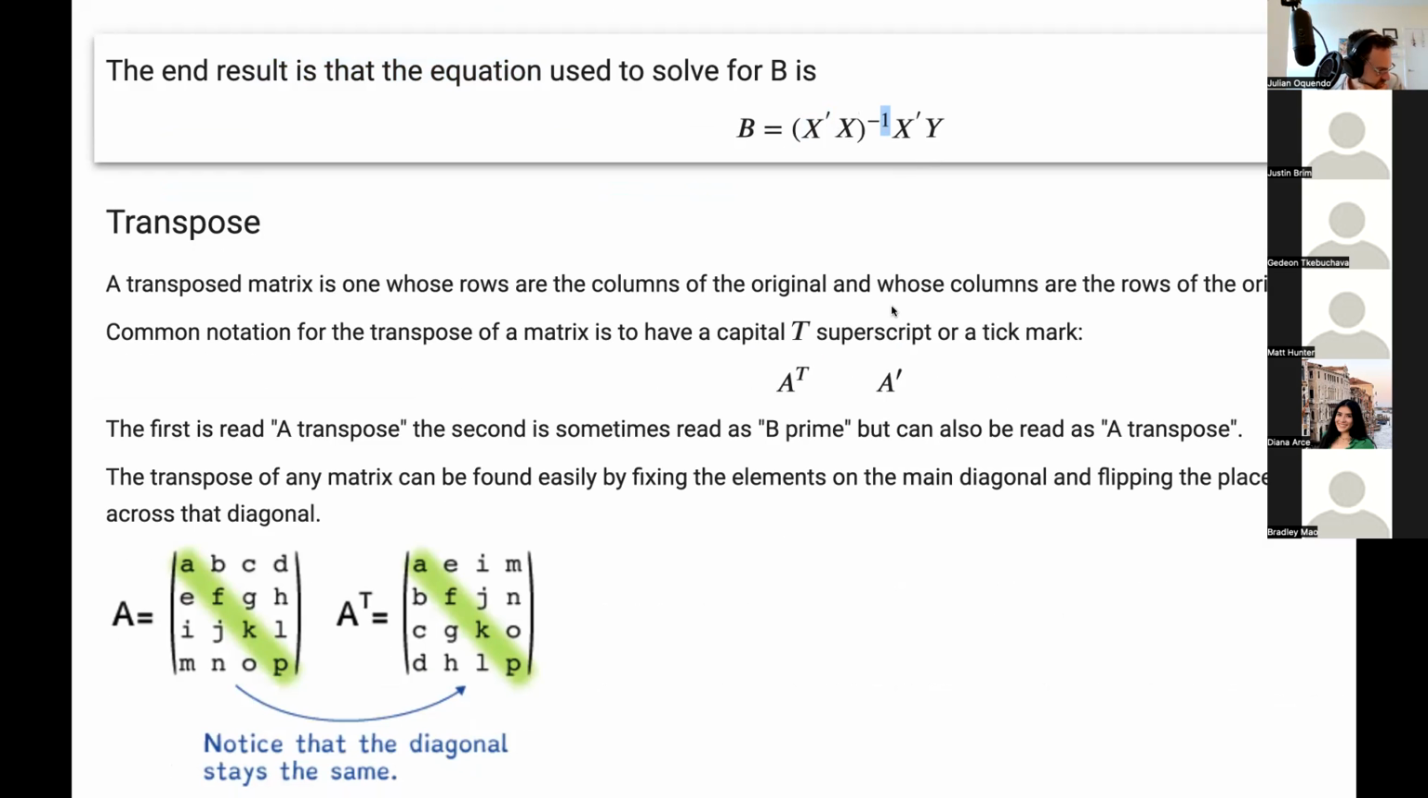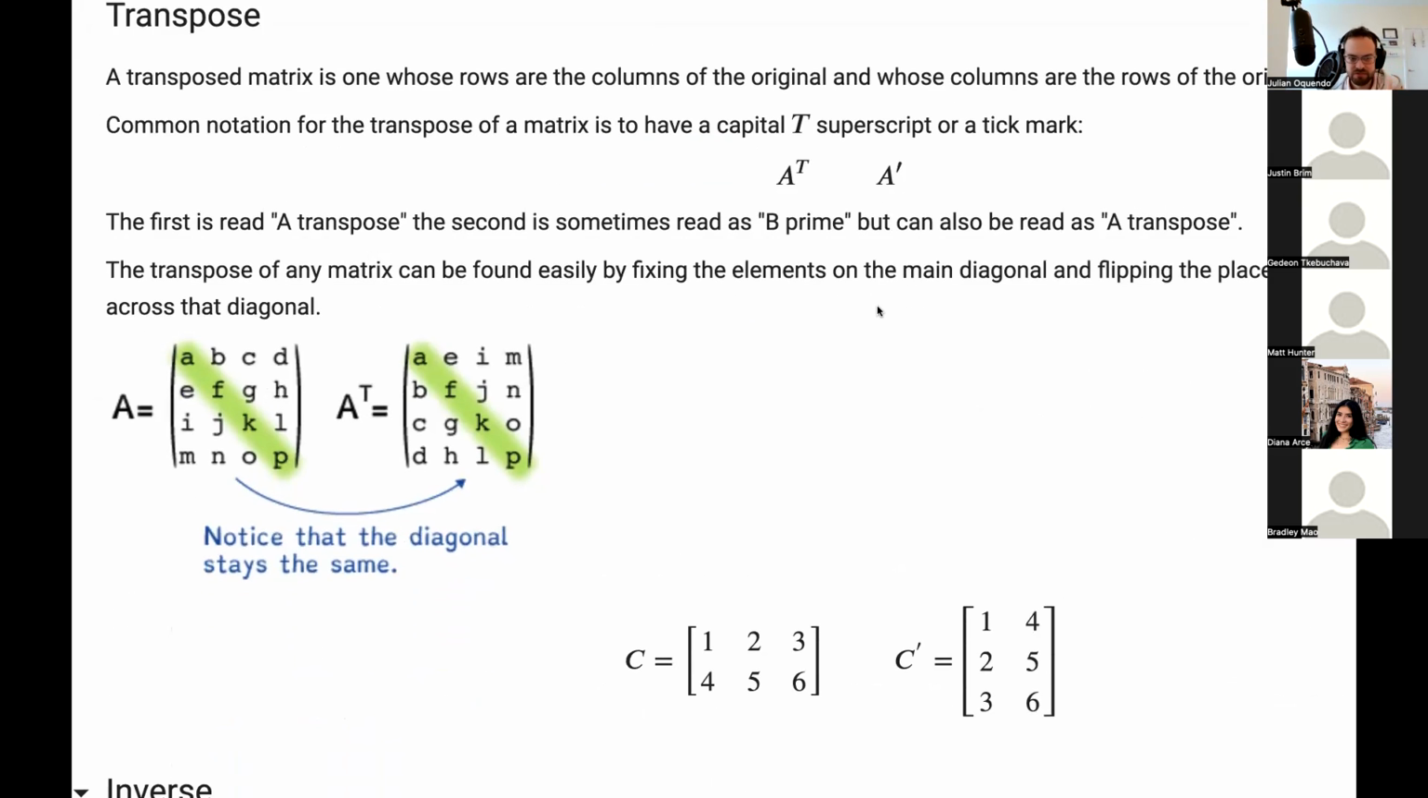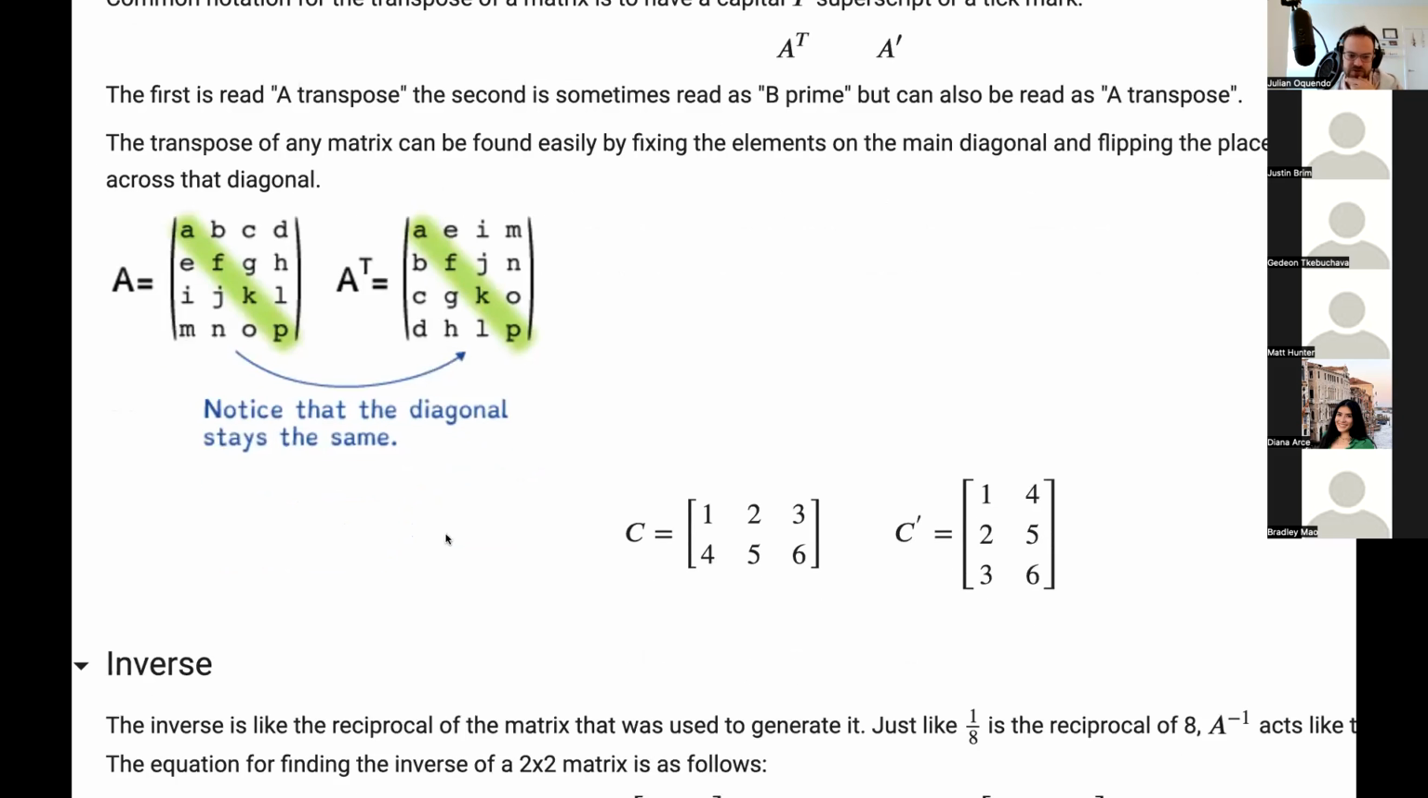A transpose matrix is a value where the rows and the columns of the original are essentially transposed from one side to the other. And you can picture this by this alphabetical data frame as how the values have been taken, where the columns now become the rows.